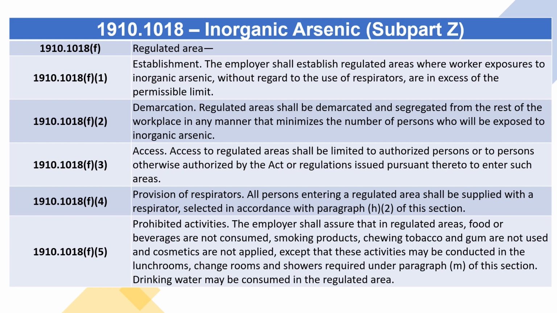1910.1018 F5 Prohibited activities. The employer shall assure that in regulated areas, food or beverages are not consumed, smoking products, chewing tobacco and gum are not used, and cosmetics are not applied, except that these activities may be conducted in the lunchrooms, change rooms, and showers required under paragraph M of this section. Drinking water may be consumed in the regulated area.